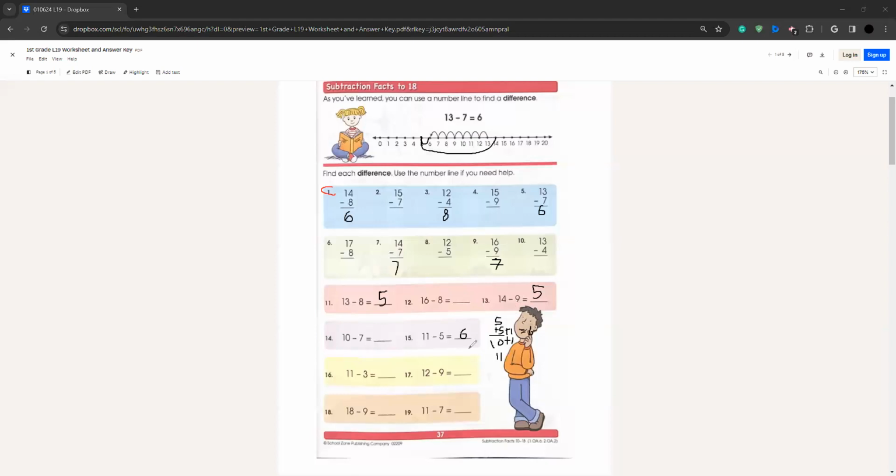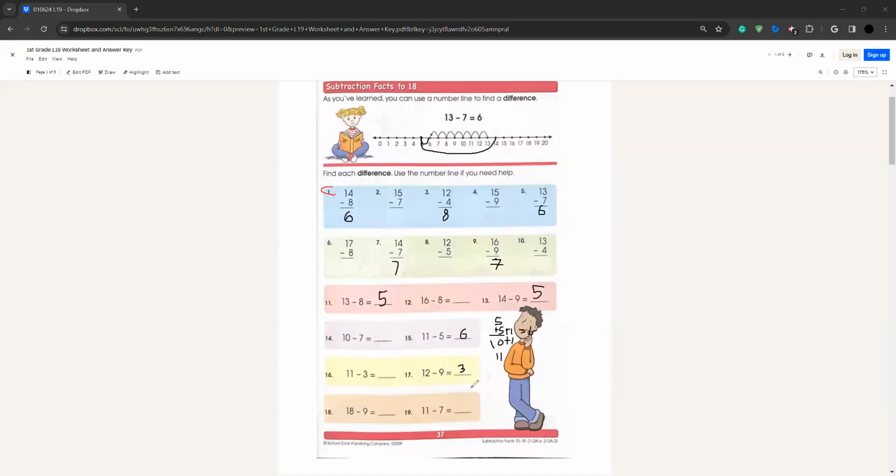Number 17, 12 minus 9. If we go 1 up, that's 10. And then we add 2 more, we get 12. So we went up from 9, we went up 3. So 9 plus 3 is 12. And if we do 12 minus 9, we get 3.